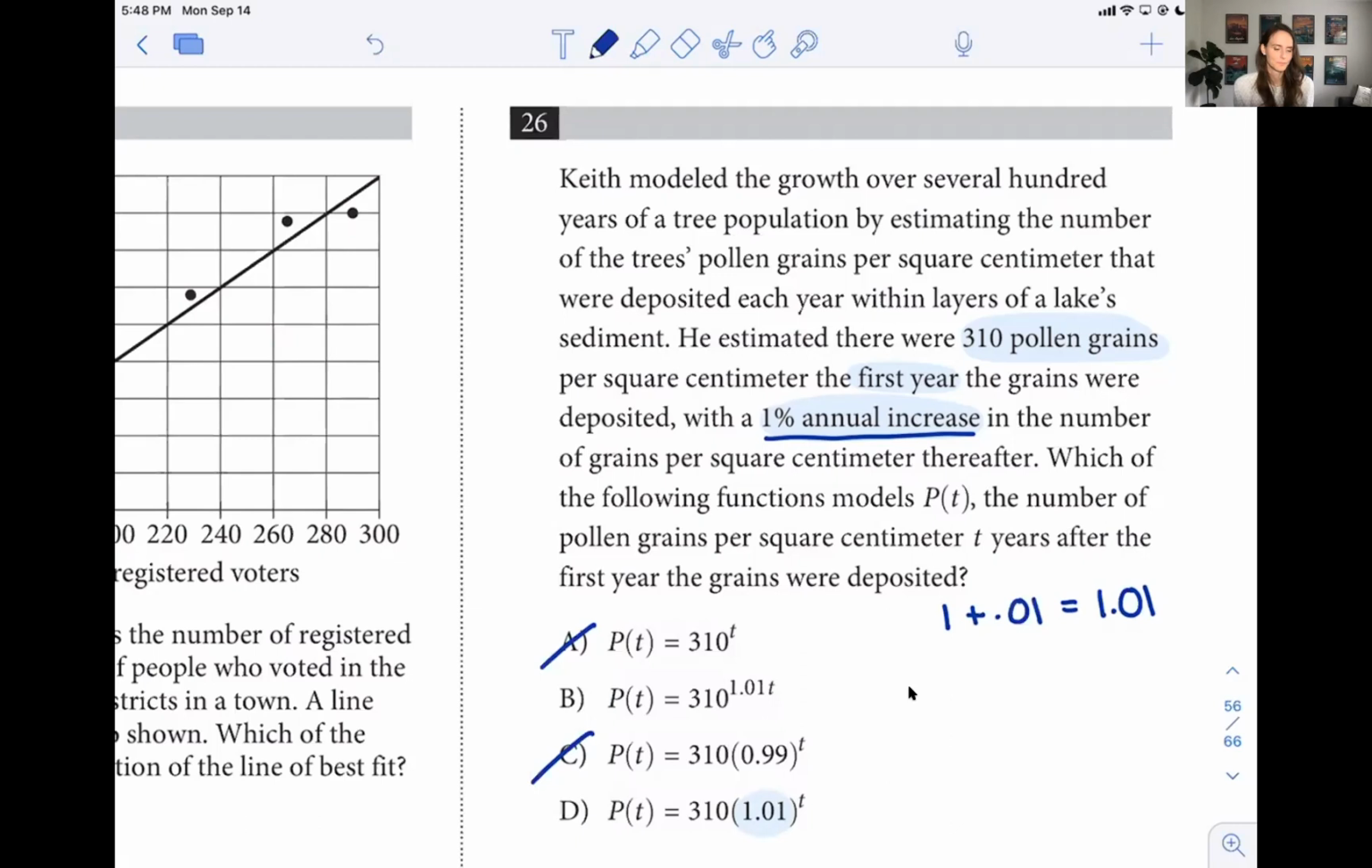I'm just going to do it with my calculator here. I'm going to do 0.01 times 310, which gives me 3.1. So after the first year, I'm going to have 3.1 more pollen grains added to that original 310. So I'm going to have 310 plus 3.1, and that gives me 313.1. And I can then plug in 1 for T for 1 year in answer choices B and D. Let me show you what that looks like.